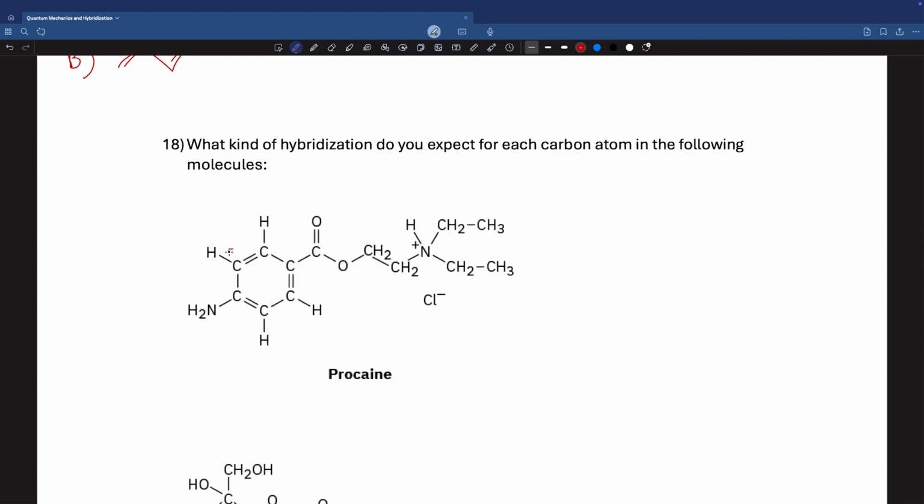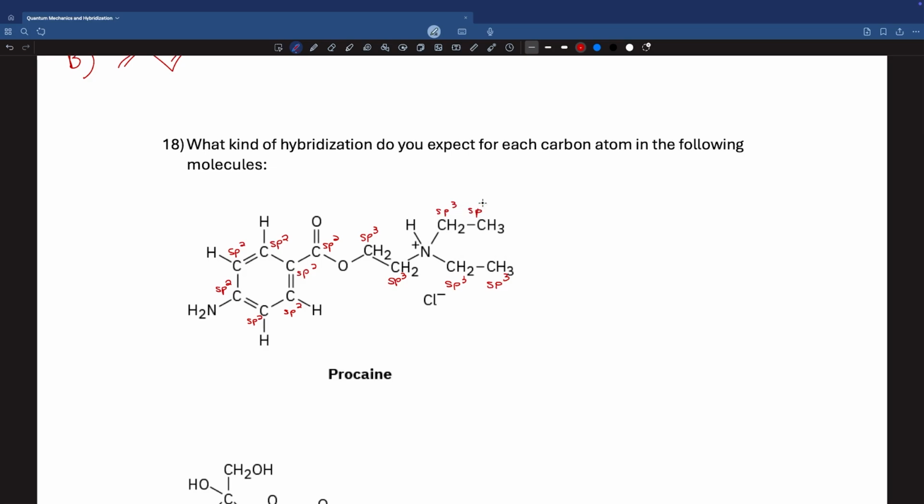The next example is, what do you expect for each carbon atom in the following molecules? And so we'll write, well, this one has a double bond, so sp2, another double bond, sp2, double bond, sp2, double bond, sp2, double bond, sp2, almost like a little wrap, double bond, sp2. This carbon also has 1 double bond, so sp2. This carbon has 4 single bonds, so it is sp3 hybridized. This carbon also has 4 single bonds, so it is also sp3 hybridized. Each of these carbons, even though they have different numbers of hydrogens, are all only single bonded, so they all have sp3 hybridization. And so that is procaine.